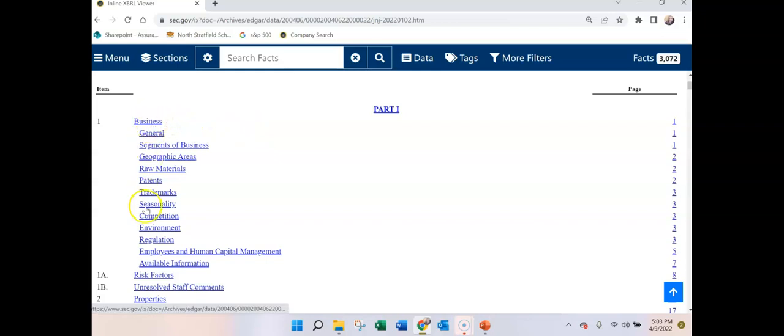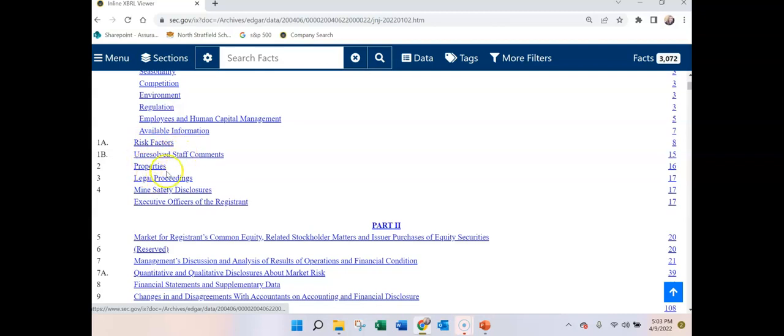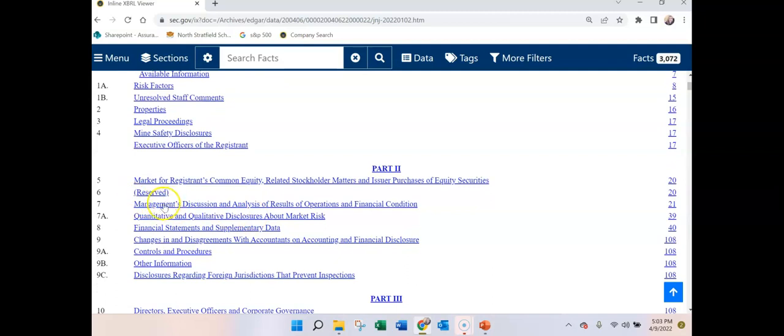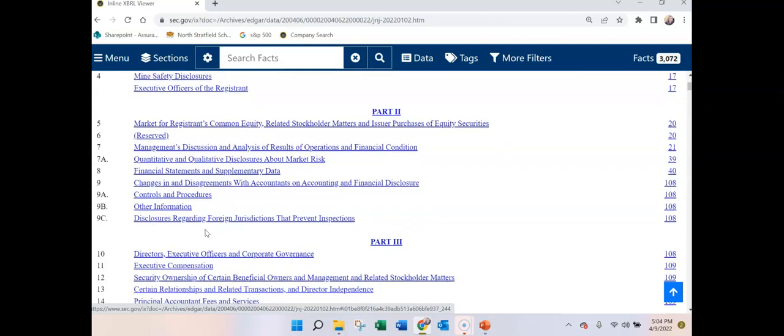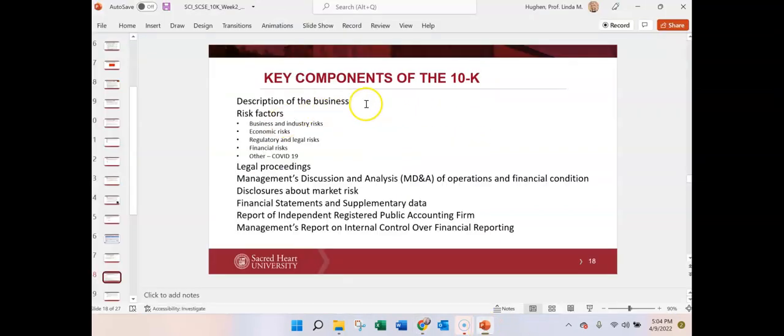I see they're going to talk a bit about the business, risk factors, some other stuff, legal proceedings, management's discussion and analysis of results of operations and financial conditions. We have the financial statements. That about ends the key items here. So let's talk a little bit about some of these. The description of the business, they're going to talk about what the company does, what its main product lines are, the industry that it's in, and basically anything that management wants to say about the company.